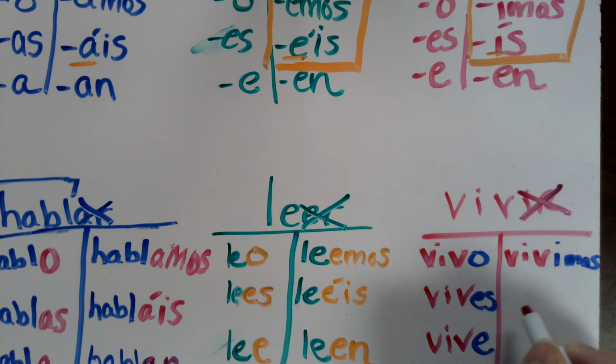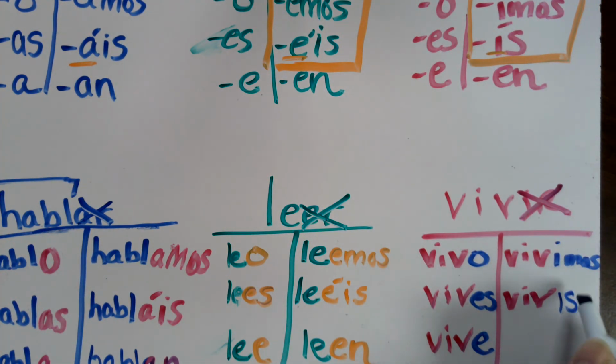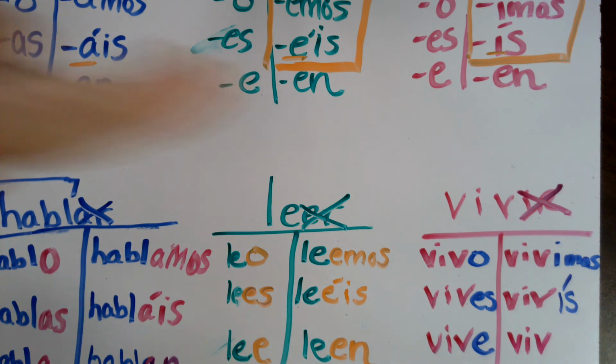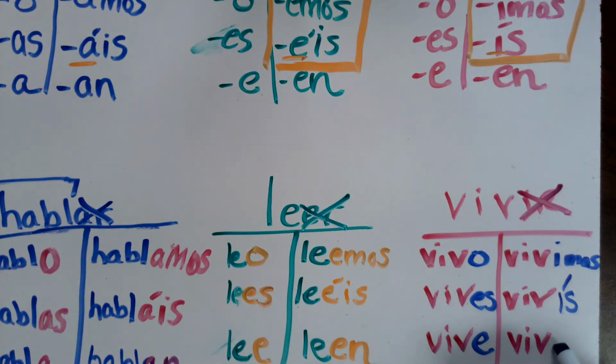Y'all live in Spain. Start with my stem. Check my ending, it's an ís. It's an IR verb, so accent over the I. Vosotros vivís. And lastly, for ustedes, ellos, ellas, I'm going to start with my stem. Check my ending, it's an en. Ustedes, ellos, ellas viven. Thank you very much.